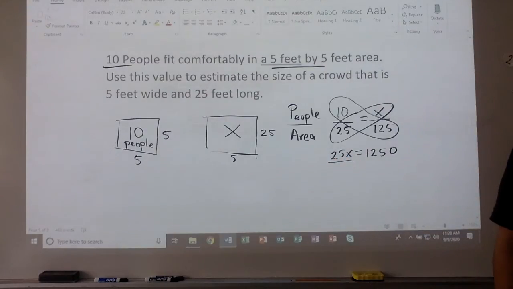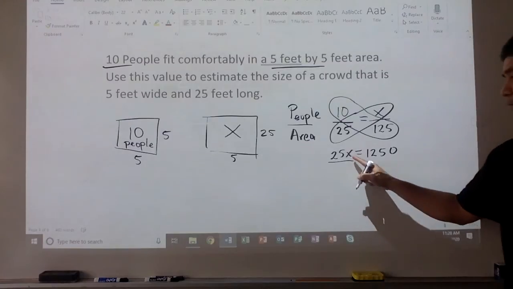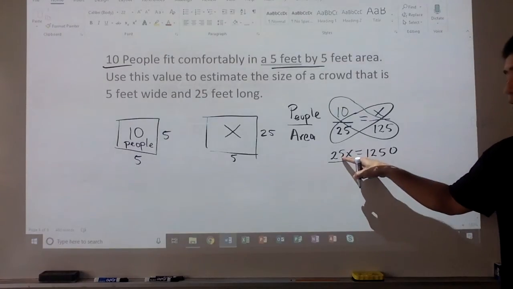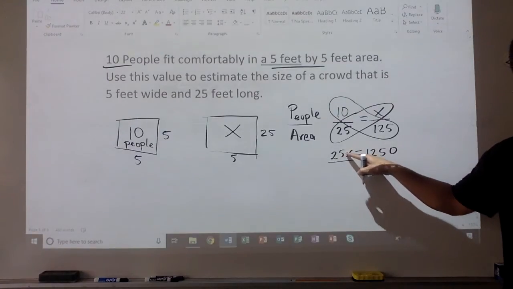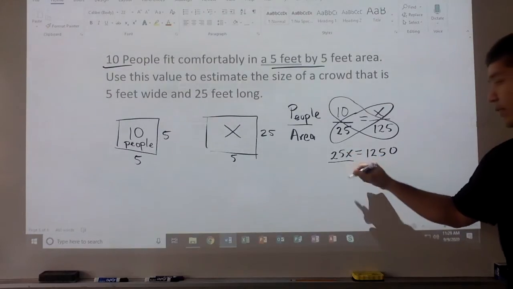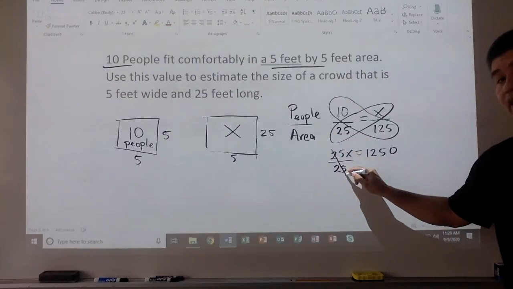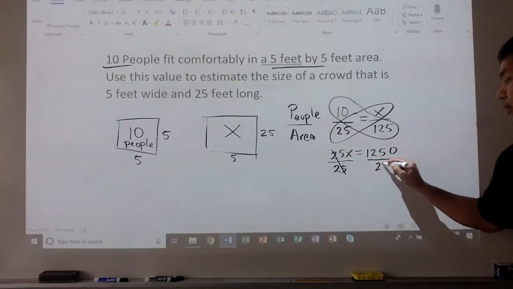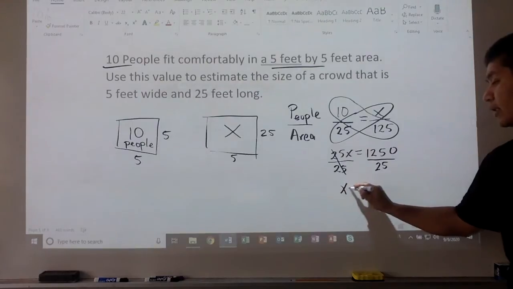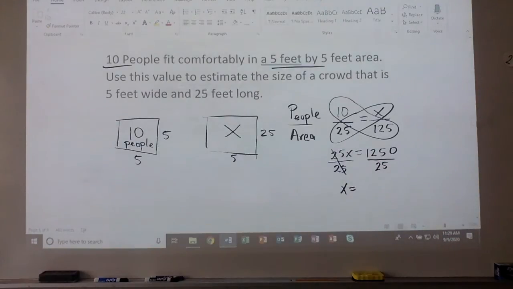But divided by what? You see, if I'm trying to solve for this x, I gotta get rid of this 25. They are together, so they're being multiplied. In order to get rid of it, divide by the number that is in front of the variable. Yes, it's canceled. Whatever I do to one side, you gotta do to the other side. So x equals 1250 divided by 25.